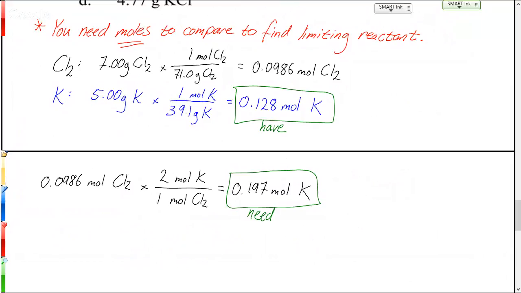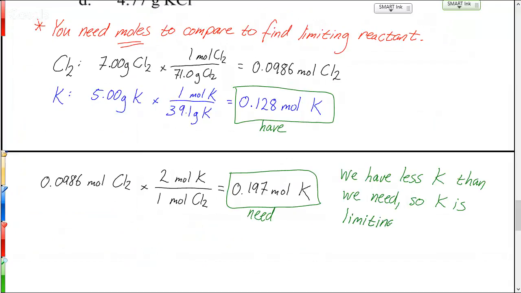Let's write this down. We have less K than we need, so that must be the one that is limiting. If you have less than what you need, that's limiting. If you have more than what you need, that's excess. And then the other one is limiting.